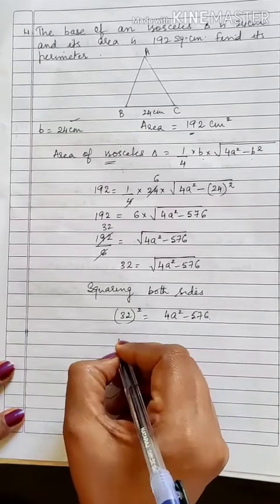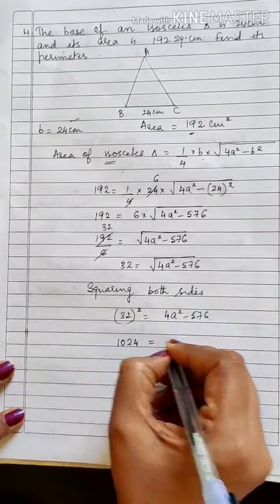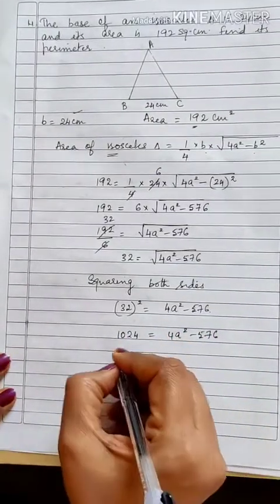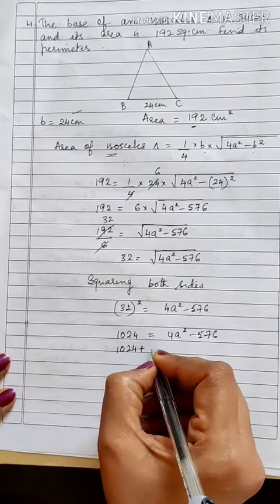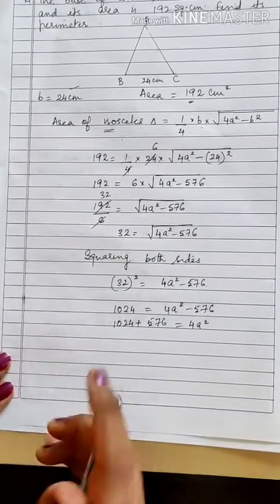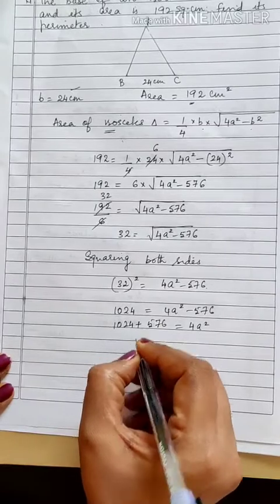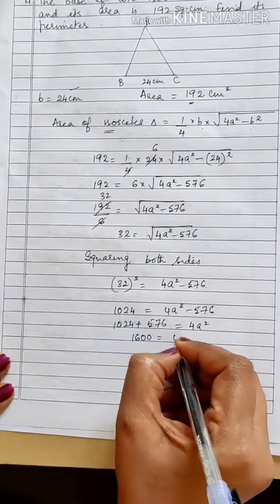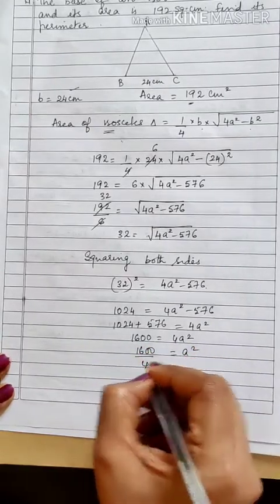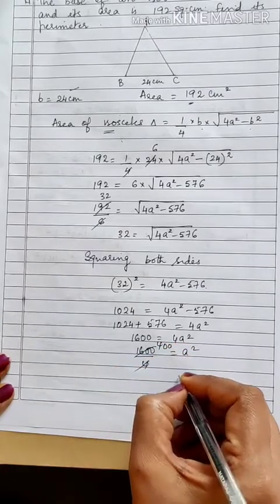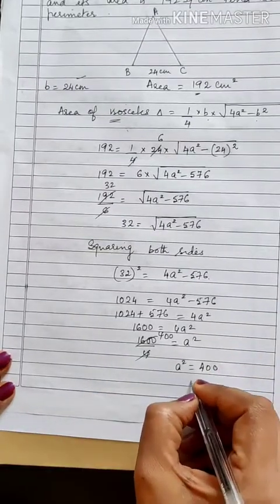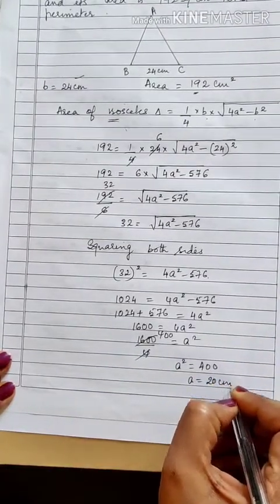Now 32 square is 1024, which is equal to 4a square minus 576. Transposing 576 to the left hand side, when you add this, you get 1600 is equal to 4a square, or 1600 by 4 is equal to a square. This gets cancelled and a square is equal to 400, or a is equal to 20 centimeter.